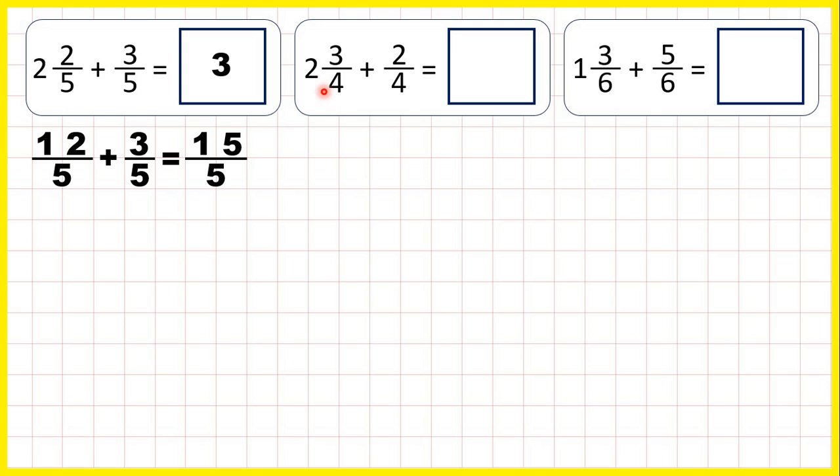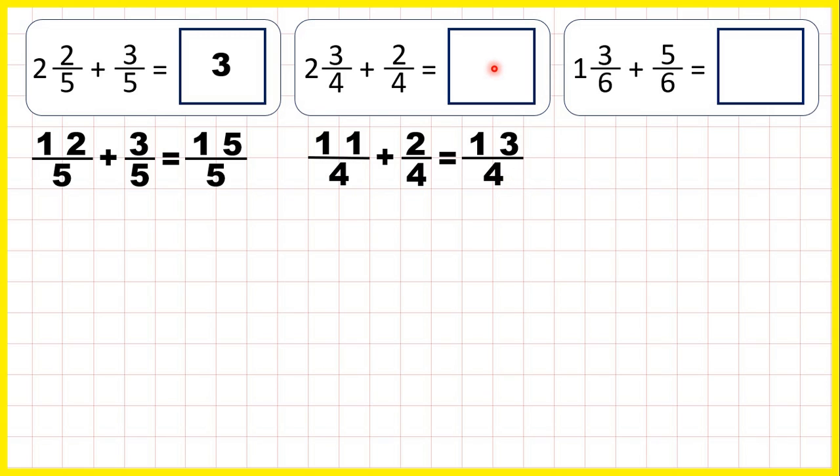Now, 2 and 3/4 plus 2/4. So let's change 2 and 3/4 into an improper fraction. 2 times 4 is 8, and 8 plus 3 is 11. So 11/4 is the same as 2 and 3/4. And we're adding 2/4. So we keep the denominator the same in our answer. 11 plus 2 is 13. So as an improper fraction, our answer is 13/4.